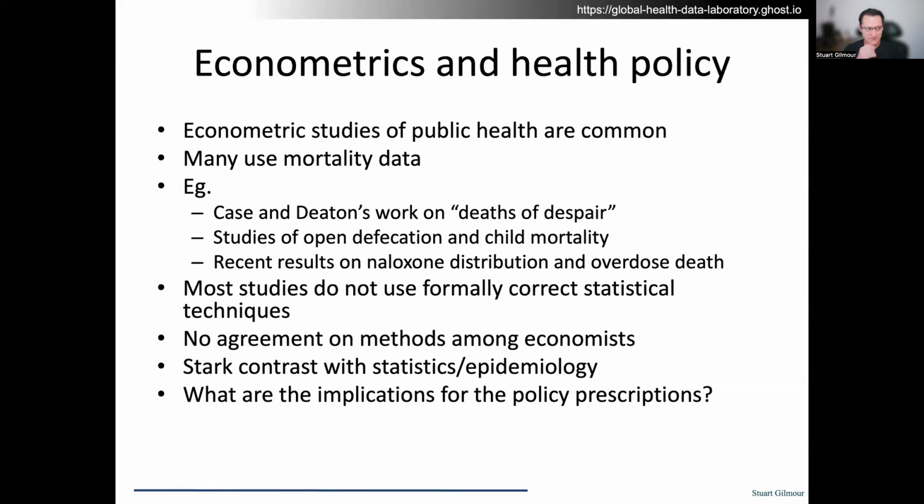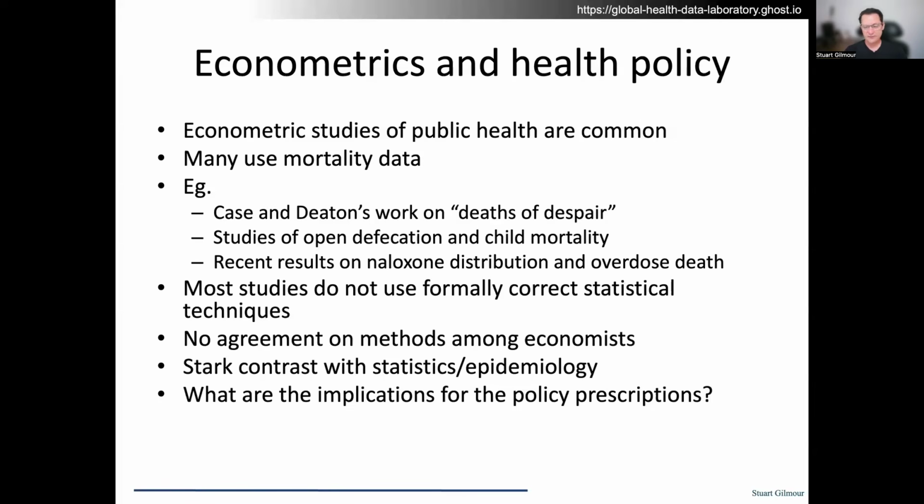For example, Case and Deaton have done a lot of work on so-called deaths of despair, where they use mortality data for white people in America. And there have been some studies, for example, of open defecation and child mortality in India. And there has been a slew of recent studies looking at the role that naloxone distribution plays in preventing or encouraging opioid overdose deaths in America. Now, most of these studies don't use formally correct statistical techniques. And there's actually no agreement on the methods that should be used for analyzing mortality data among economists.